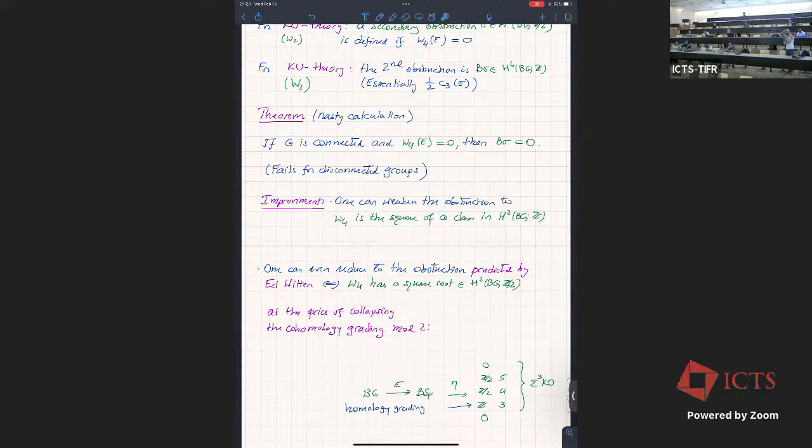Yeah, thanks. Can I ask which prediction by Witten is being referred to here?